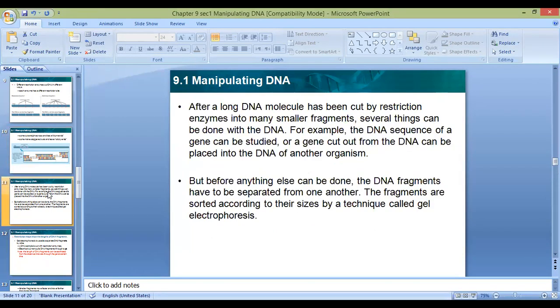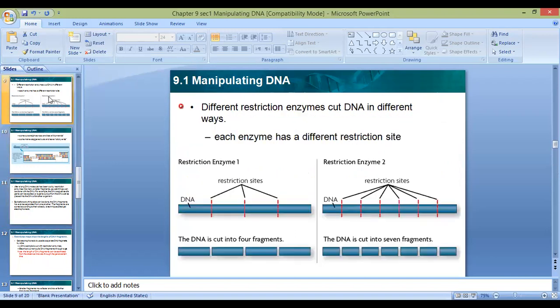طيب هلا, after a long DNA has been cut by restriction enzymes into many small fragments, several things can be done with the DNA. عملنا cutting the DNA. How can we use it? For what purposes can we use it? شو رأيكم؟ يلا أعطوني examples. Why can we use it, how can we use it.